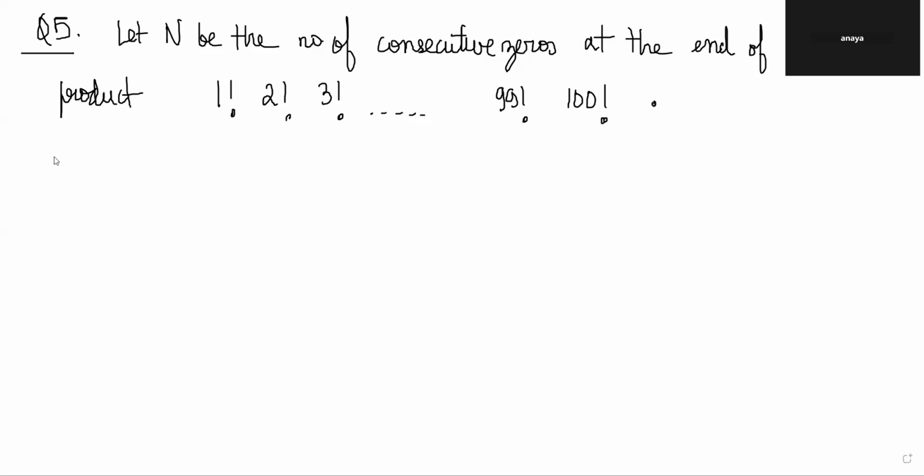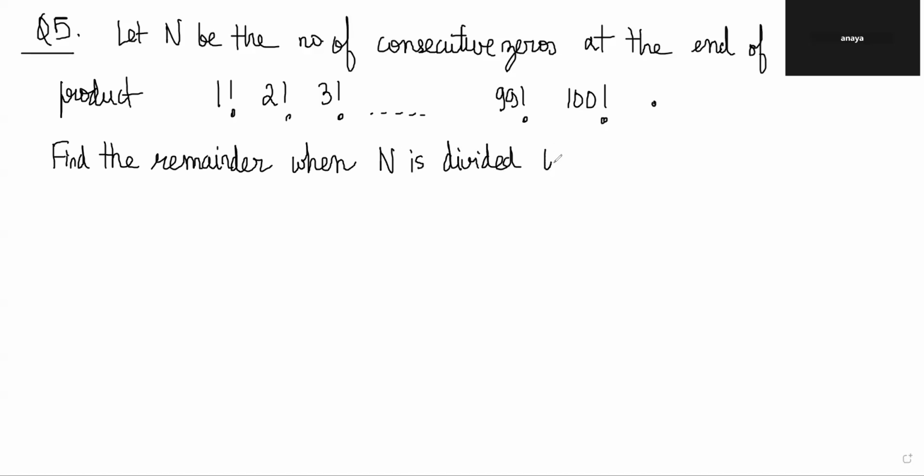Find the remainder when n is divided by 1000.